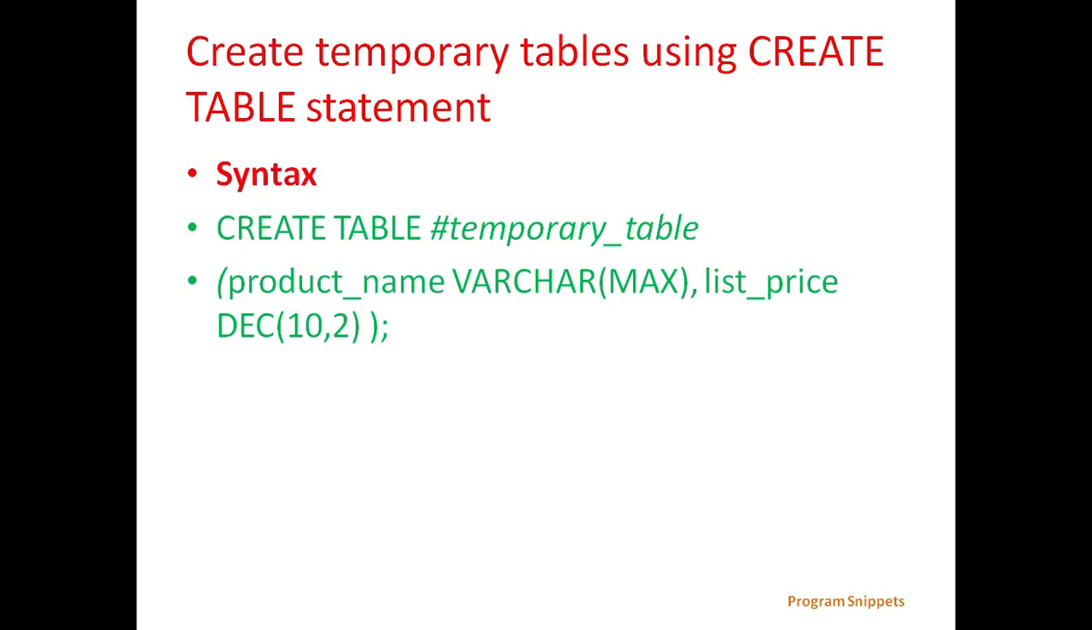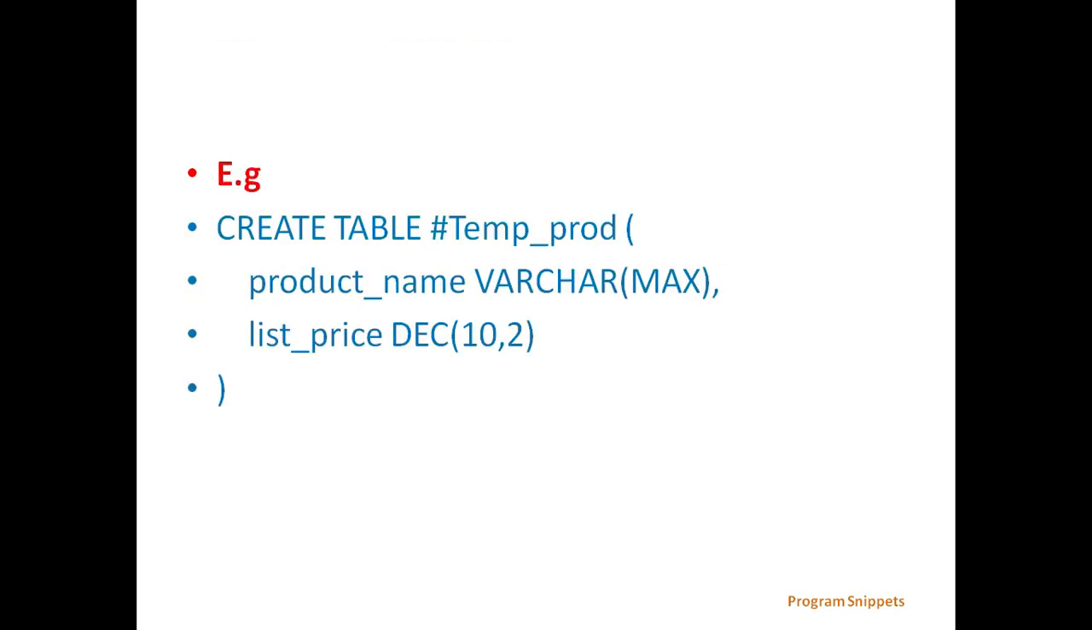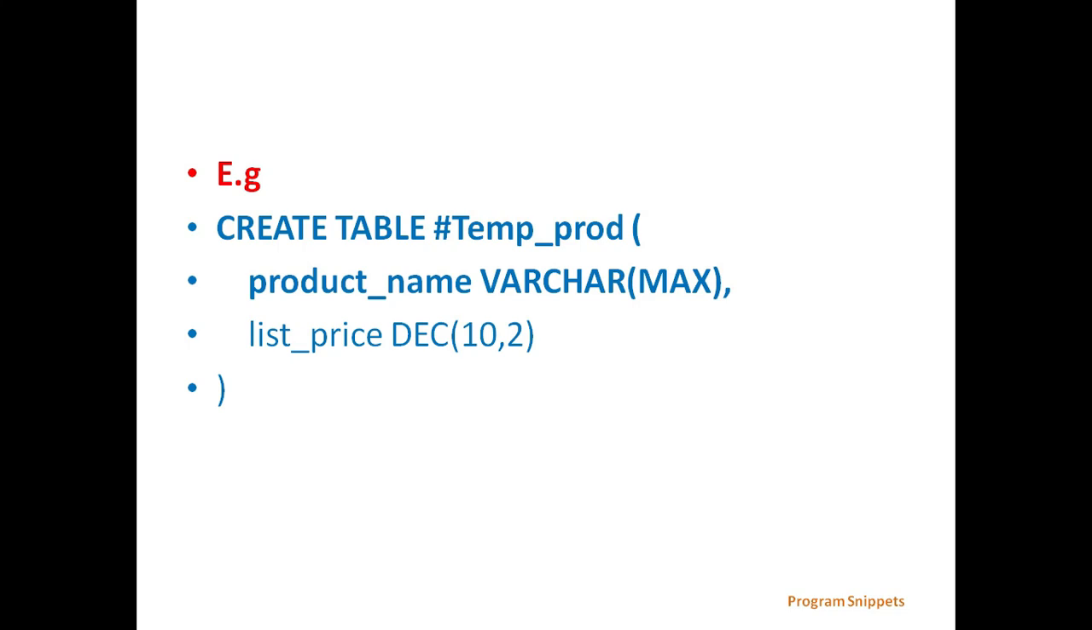Next is creating temporary table using create table statement. General syntax is create table with temporary table name and fields with data types. Here we have created two fields, product name and list price. For example, create table temp product, which is the name of the temporary table, with field name product name of type varchar max and list price of type decimal. It will create a temporary table temp product with these two fields, product name and list price.